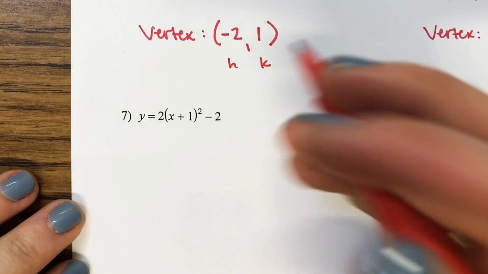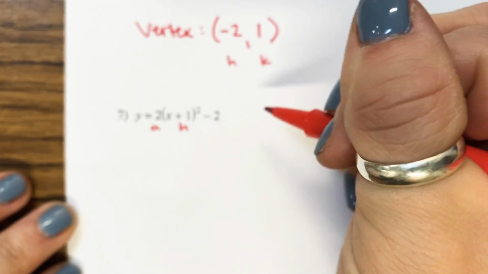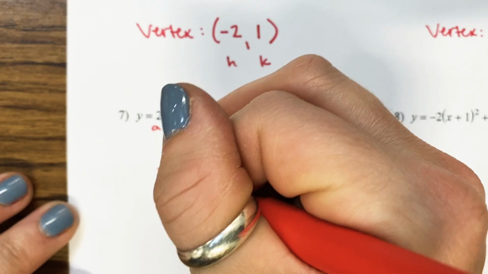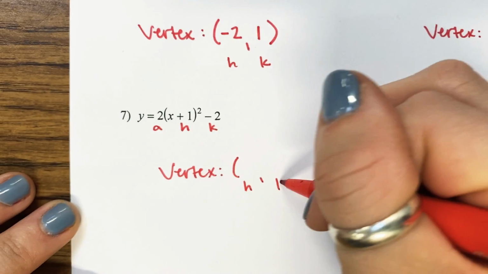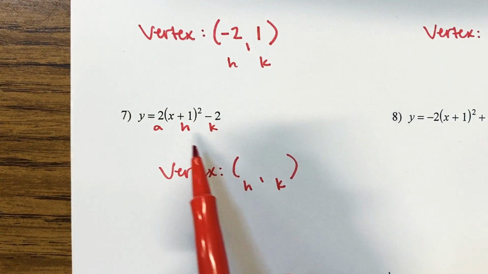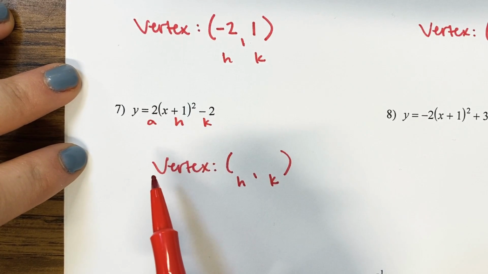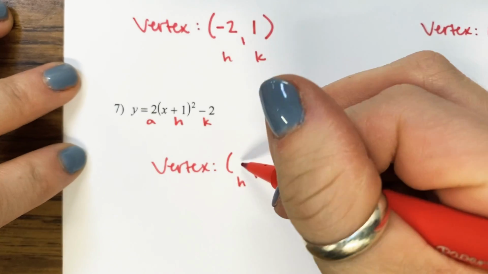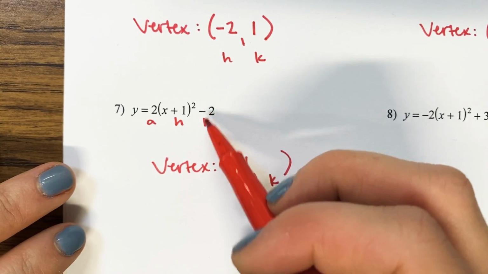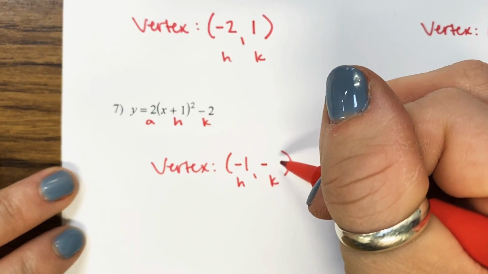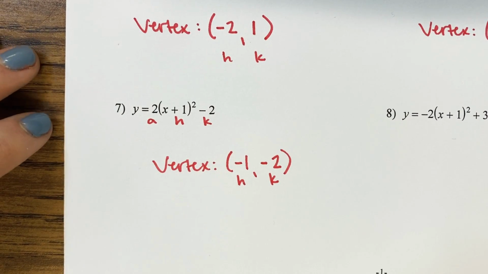Okay, so let's do the same thing on 7. A is in front of my parentheses. Oh, in this case, A is 2. H is inside, K is on the end. We're asked to identify the vertex. Vertex is always H, comma, K in vertex form. On the H, do we keep the sign or do we change it? Is it a +1 or a -1? We change that sign, so it's a -1. We keep the same sign on K, so it's -2.